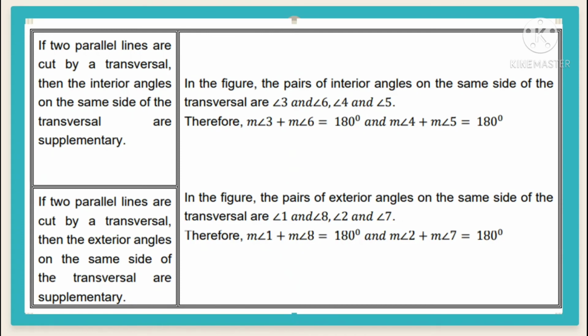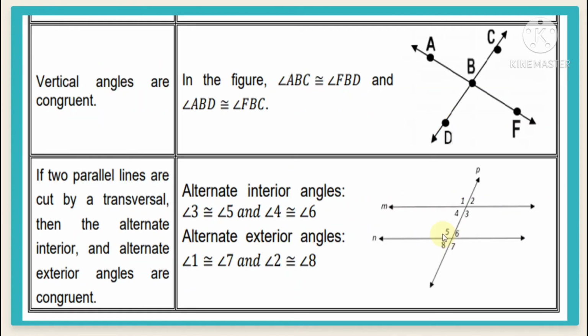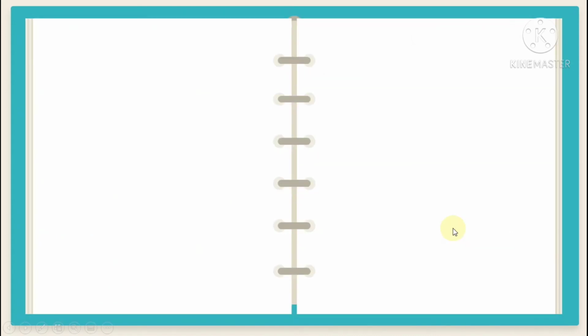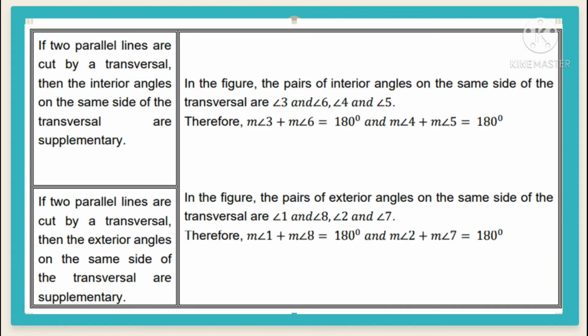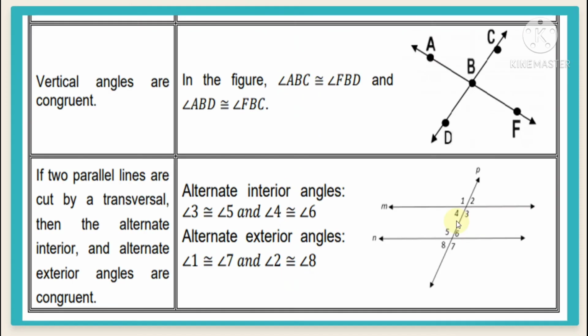If two parallel lines are cut by a transversal, then the interior angles on the same side of the transversal are supplementary. In the figure, the pairs of interior angles on the same side of the transversal are angle 3 and angle 6, angle 4 and angle 5. Therefore, angle 3 and angle 6 are 180 degrees. And angle 4 and angle 5 are also 180 degrees.